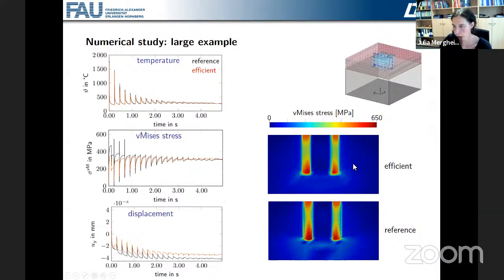If we look at the stress distribution, which is here within this plane, that's why we only see these two arms here of the geometry.